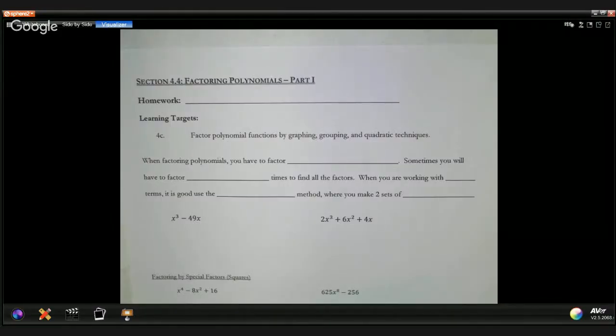Okay, what this lesson today is talking about is factoring polynomials. And I'm actually splitting this section up into 2 different days because there's a lot of little information and it could be a lot of notes. So we're going to do some factoring today, and then tomorrow we'll finish doing some things with it. All right. So when factoring polynomials, you have to factor completely.